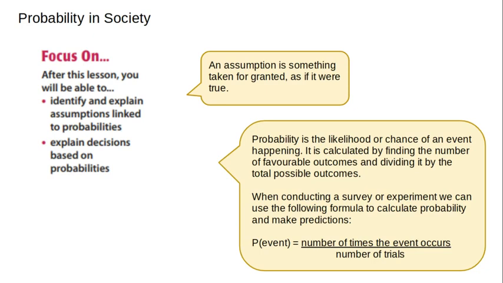It is calculated by finding the number of favorable outcomes and dividing it by the total possible outcomes. When conducting a survey or experiment, we can use the following formula to calculate probability and make predictions. The probability of an event is equal to the number of times the event occurs divided by the number of trials. We use samples to make predictions about populations.